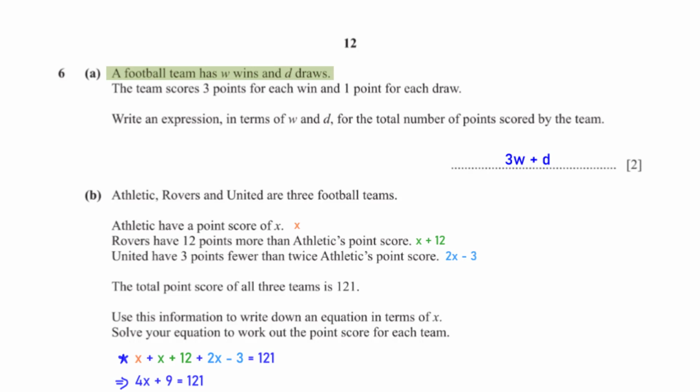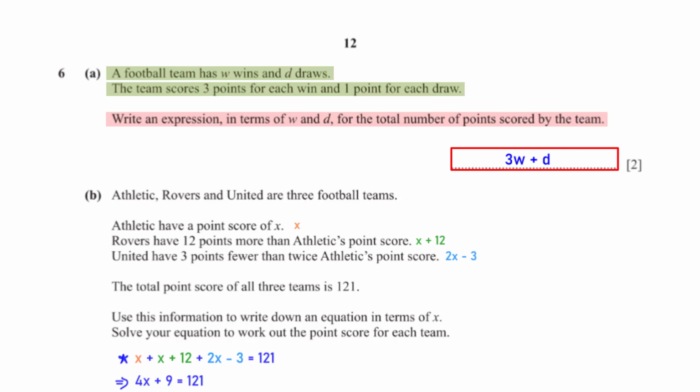A football team has W wins and D draws. The team scores 3 points for each win and 1 point for each draw. Write an expression in terms of W and D for the total number of points scored by the team. The total number of points is equal to the points scored for the wins, 3 times W, which is 3W, plus the number of points scored for the draws, 1 times D, which is D.